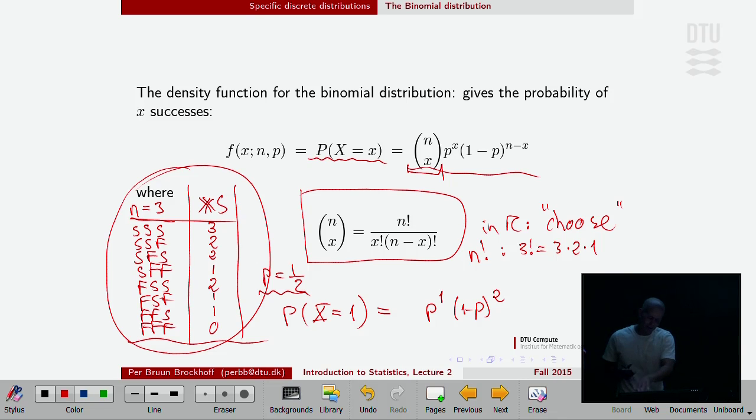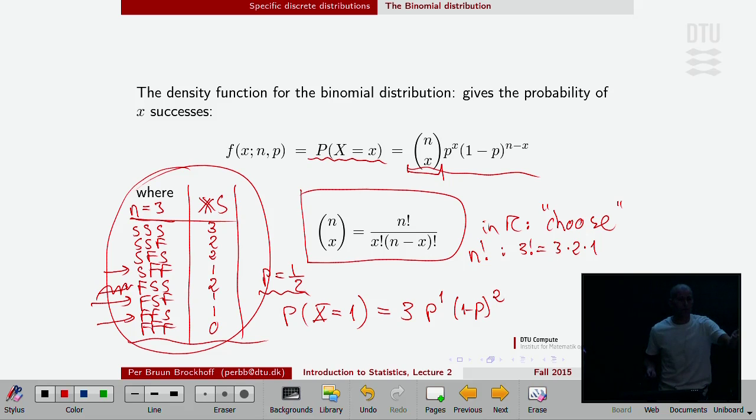And now I do the general one instead of just plugging in the half, just to make a point here. But then I see that this happens actually. 1 success happens, this one happens more than once. It happens 3 times, right? It can come the first, it can come second, it can come third. So I have to count these times that it can happen.